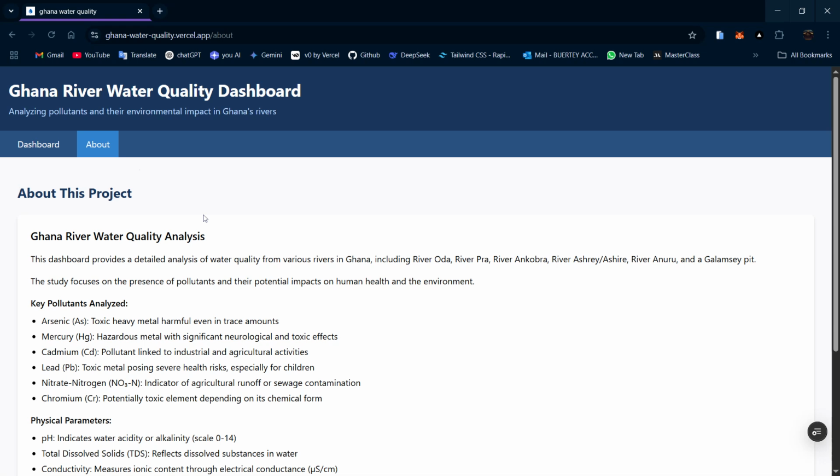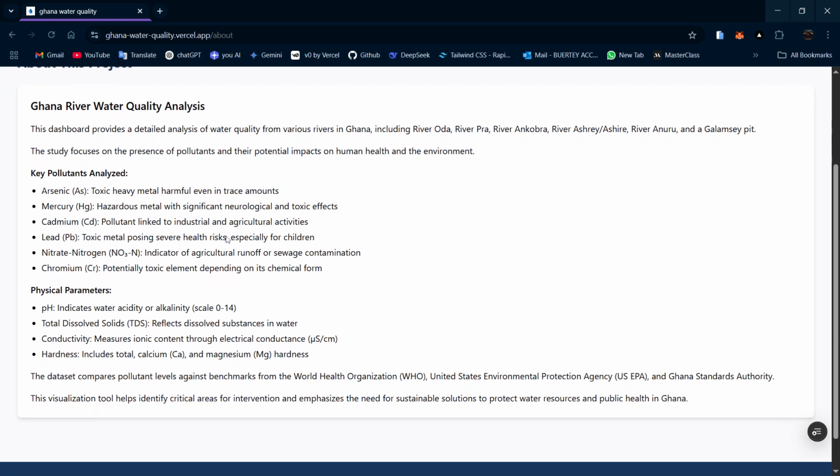The about talks about the project itself, containing the rivers, the pollutants, and the physical parameters. We have the pH, the total dissolved solids, the conductivity, and then the hardness, which includes the calcium and the magnesium. This means that calcium and magnesium make water hard as well. It also talks about the visualization tools for the project.